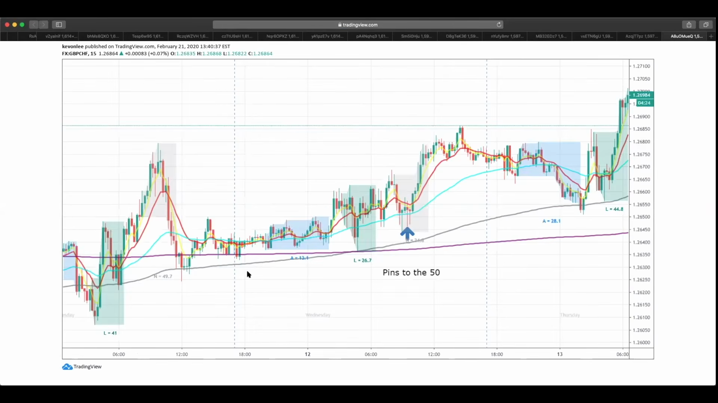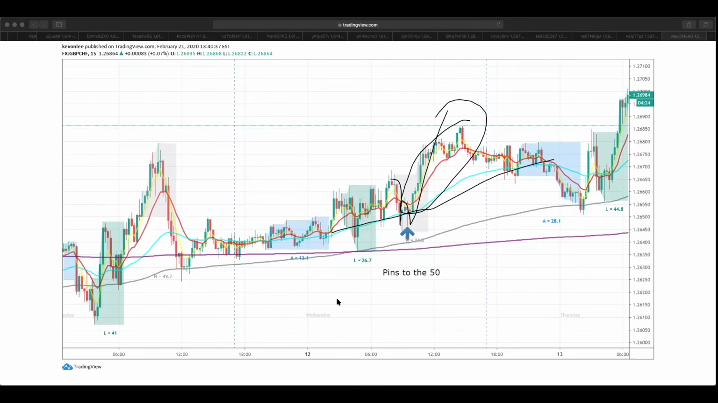All right, how about this one here? Pins to the 50. Would this be a good example of pins to the 50? It would be, right? So where you have basically a continuation trade here where they're using the 50 as support here. Okay, so that's a good example.